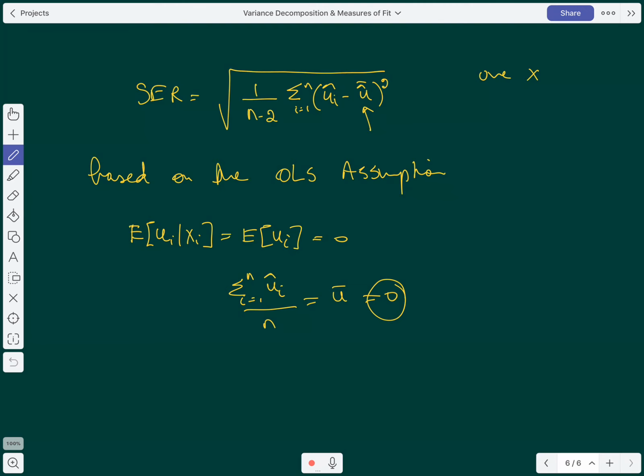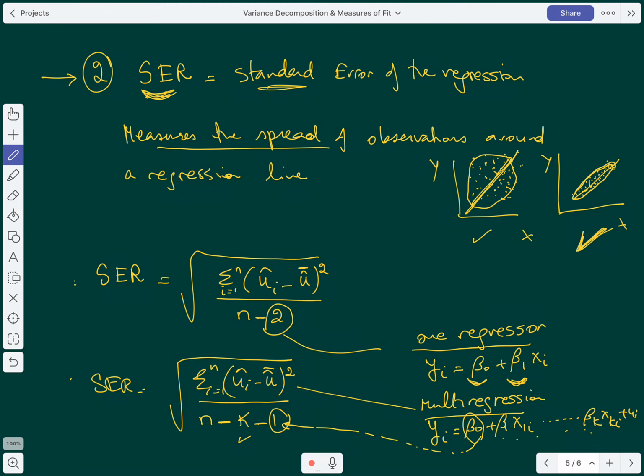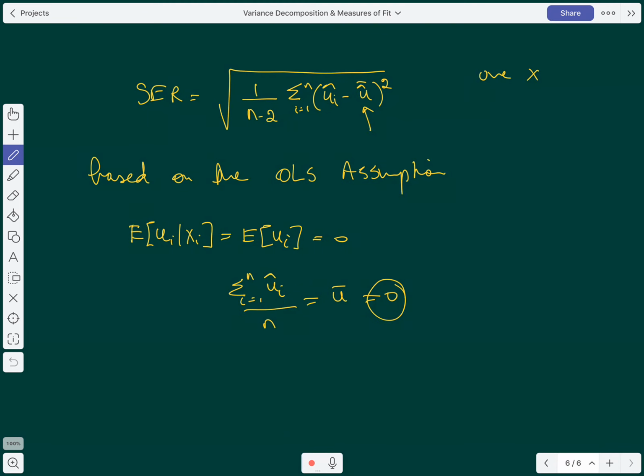I'm sorry, I missed this square. So we can always remove this part and substitute it by 0. That's why the SER is usually written this way: the square root of 1 over n minus 2, the sum of i equal 1 to n of u_i hat squared, and you forget about the u bar part because by assumption it is equal to 0.